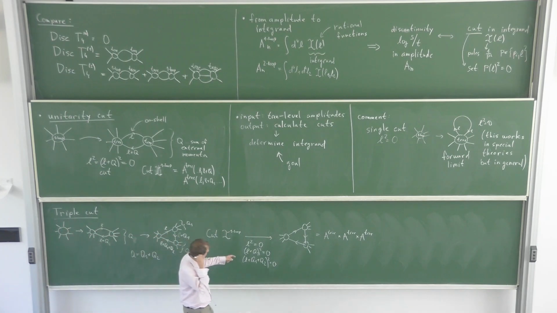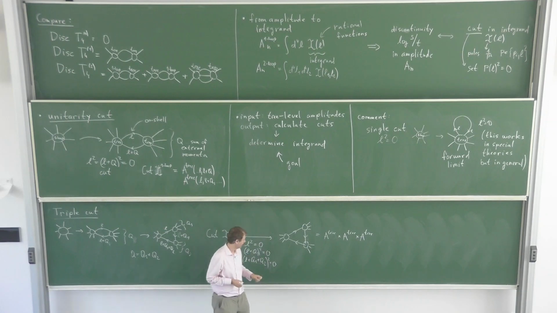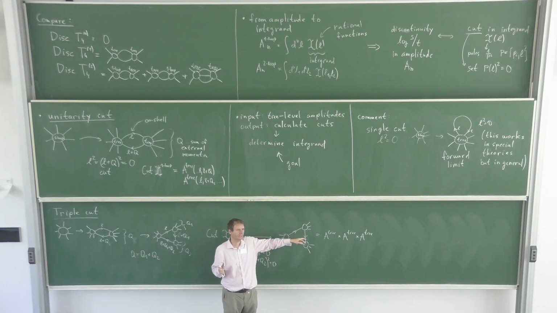Now the triple cut imposes three conditions on L, so this expression will still depend on one more parameter other than the external momenta. L has one more degree of freedom, so I can call it Z, and it will depend on Z in addition to P1 up to Pn.